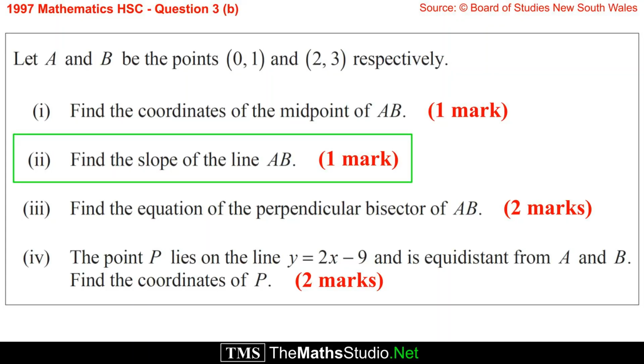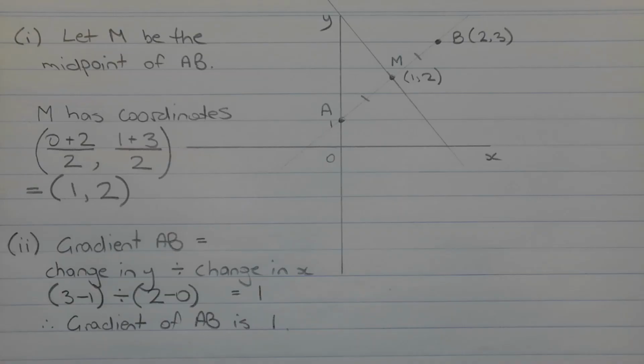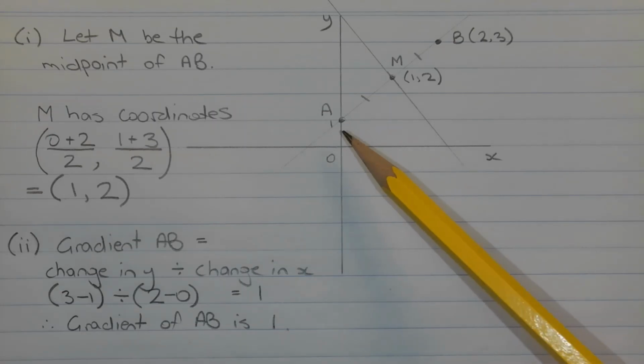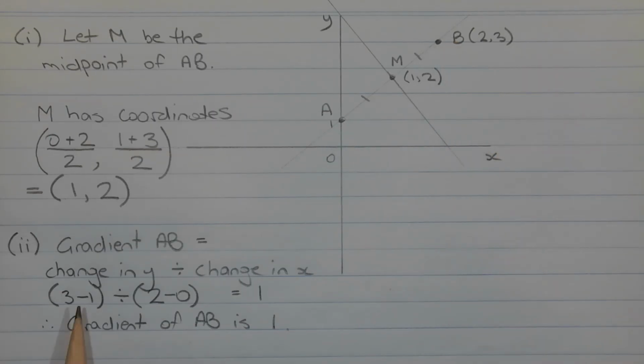Part 2. Find the slope of the line AB. The slope or gradient of the line through points A and B is given by the formula change in y divided by change in x, otherwise known as rise over run.